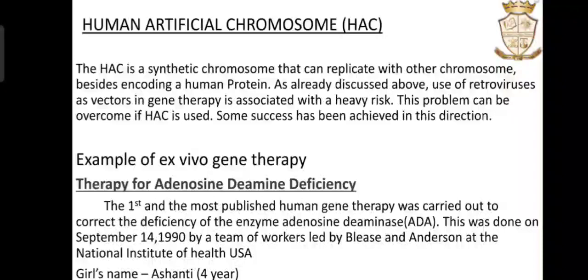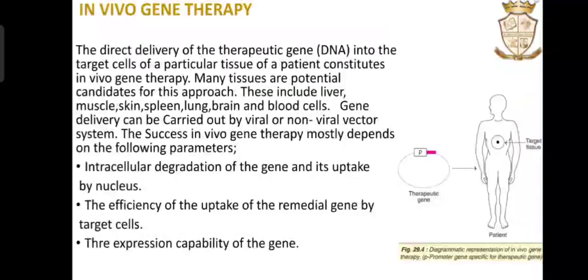Example for ex vivo gene therapy. Therapy for adenosine deaminase deficiency. The first and the most publicized human gene therapy was carried out to correct the deficiency of the enzyme adenosine deaminase. This was done on September 14, 1990 by a team of workers led by Blaese and Anderson at the National Institutes of Health, USA. The girl's name is Ashanti, a 4-year-old.